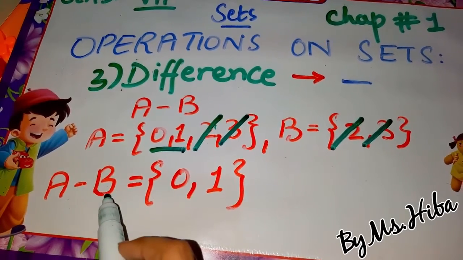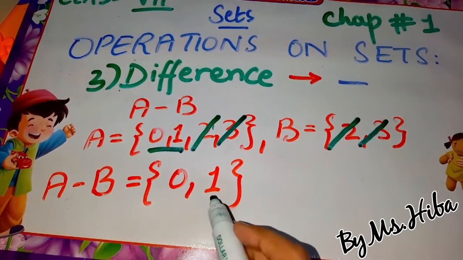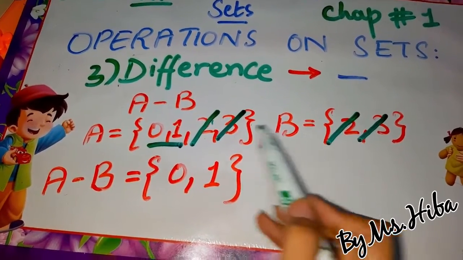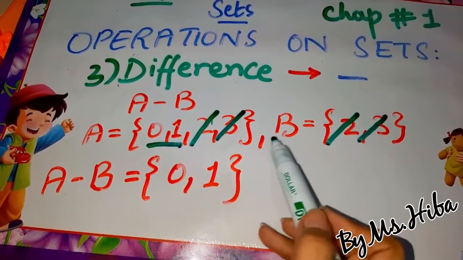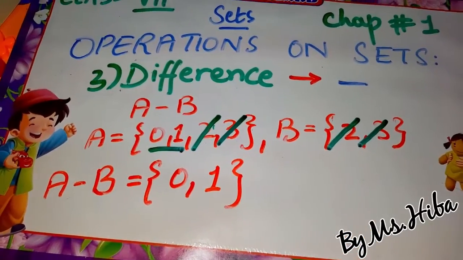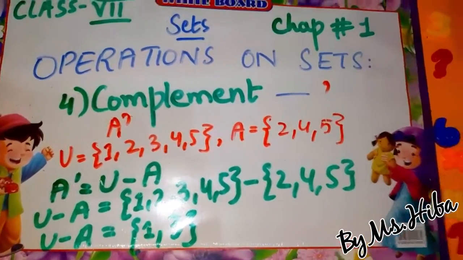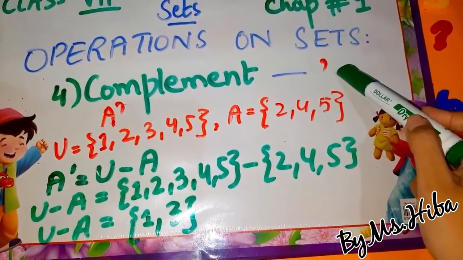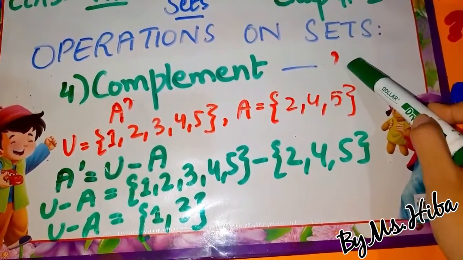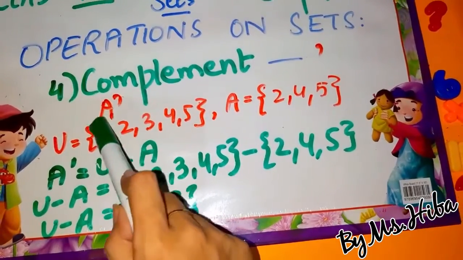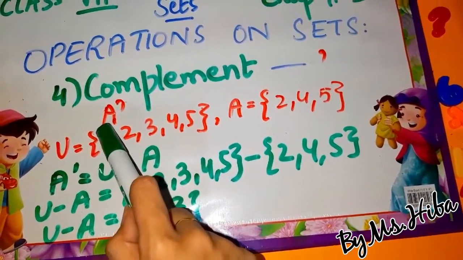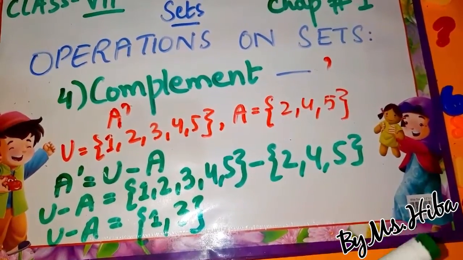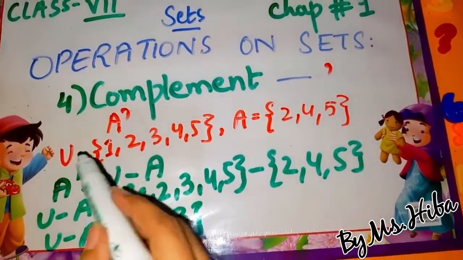So set A difference B is equal to 0, 1 because 2 and 3 are common and they are subtracted by each other, so we have left 0 and 1. Complement of a set, which we can represent by apostrophe or a comma up on any alphabet. So to find a complement of a set, we should have a set U.